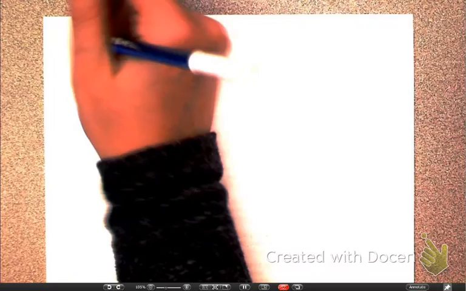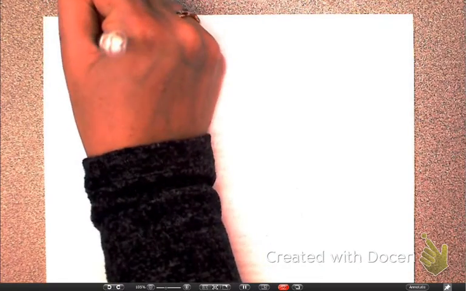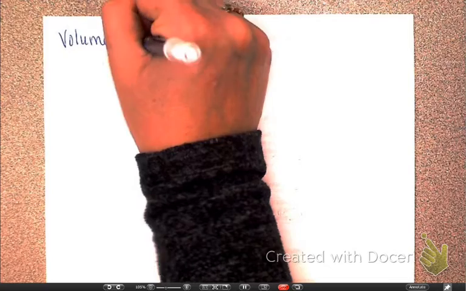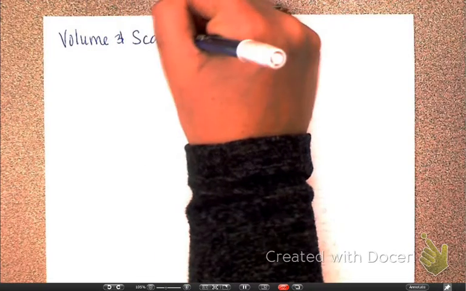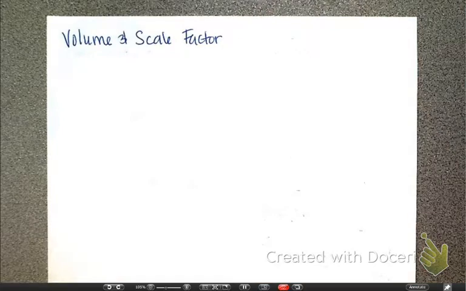This review is not going to be that bad because we kind of just went over it all, like you just took a test on it. So we are going to look at volume and scale factor today. Make sure we know all the volume formulas, make sure we know how to find scale factor and how to find ratio of volumes. So this is formula heavy.